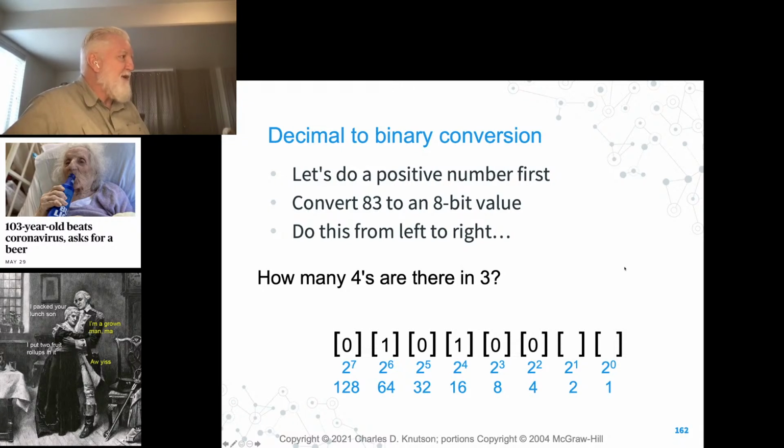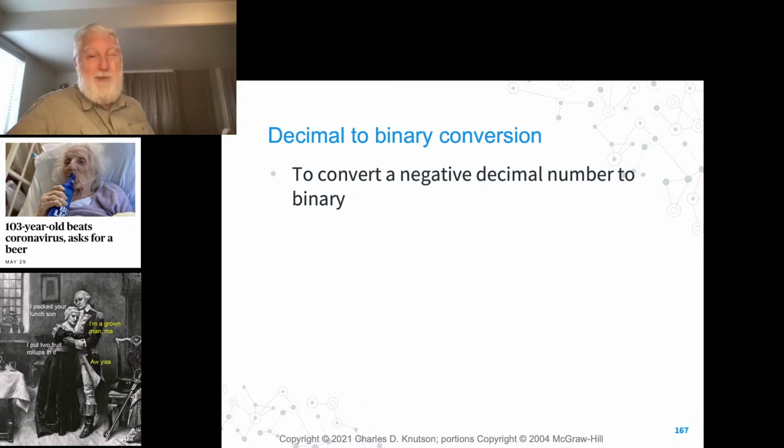How many 4s are there in 3? None. How many 2s are there? There's one. Leaves me one. How many 1s are there in 1? 1. Boom. That's 83. That's positive 83. Okay? That's what we've been doing.